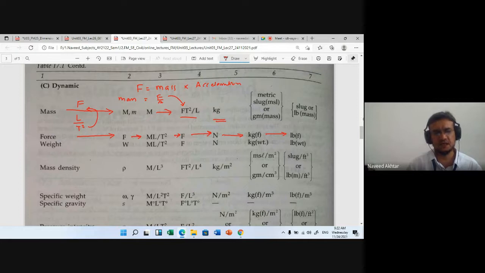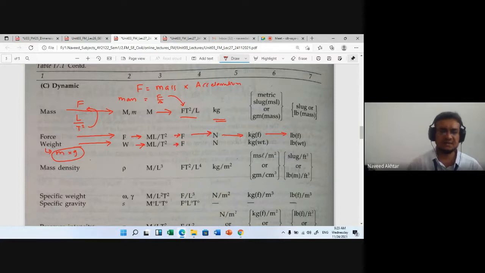Similarly, weight is the gravitational acceleration acting on the mass, mass into g. So weight is nothing but a force, mass into gravitational acceleration. The unit or dimension is the same as force.